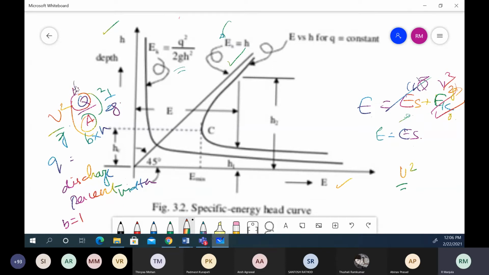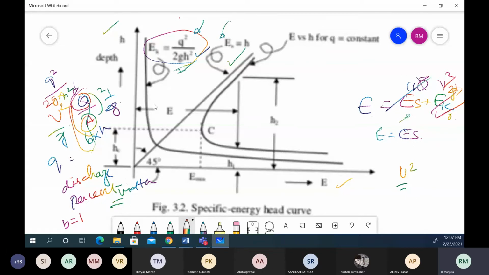And Q, if I want to express it in terms of discharge per unit width, then Q by B is going to be your small q. So it is q square divided by 2G H square. Am I right? So this is going to be your energy. So I am expressing it in terms of discharge per unit width. For a rectangular channel, your velocity head will be small q square divided by 2G H square.